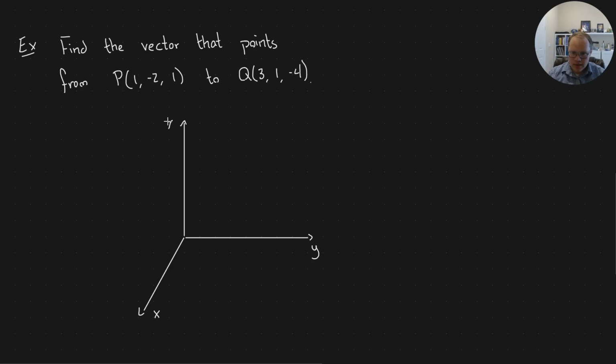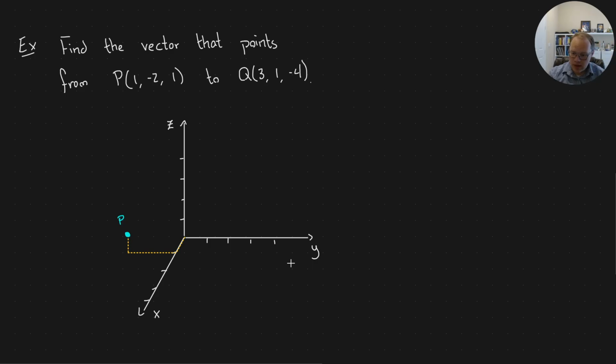X, Y, Z. So P is at 1, negative 2, 1. So 1 out on the X, 1, 2 on the Y, and 1 up. Okay, so this point here, that would be point P.